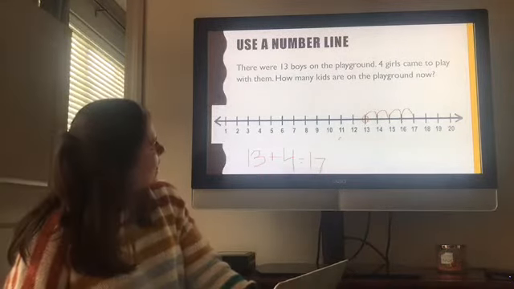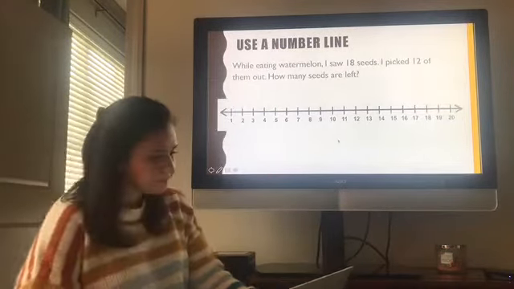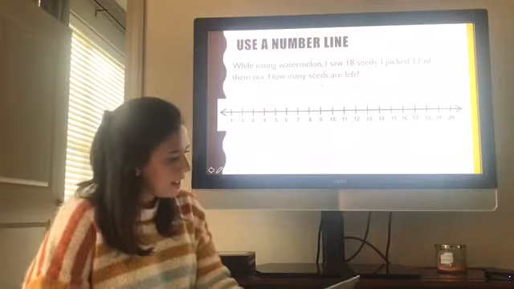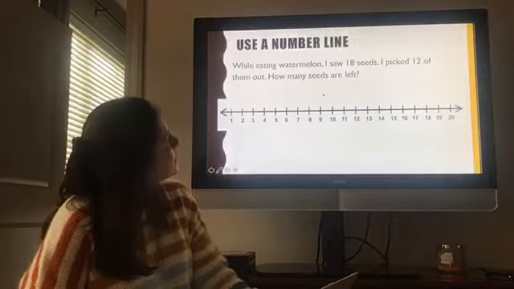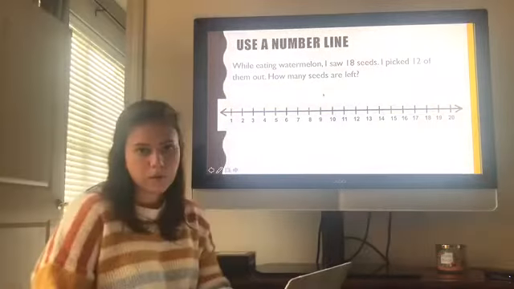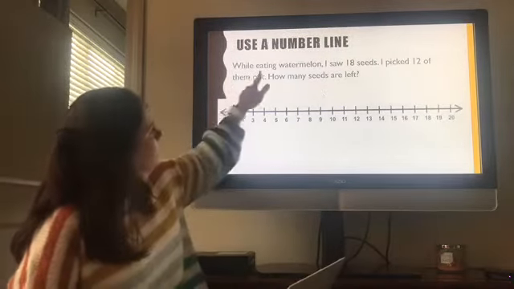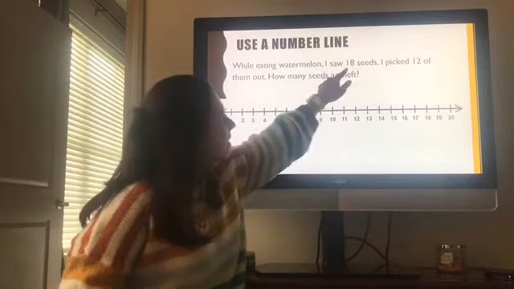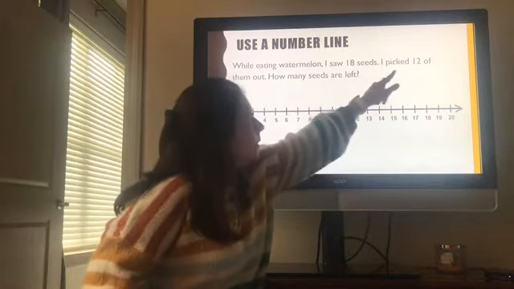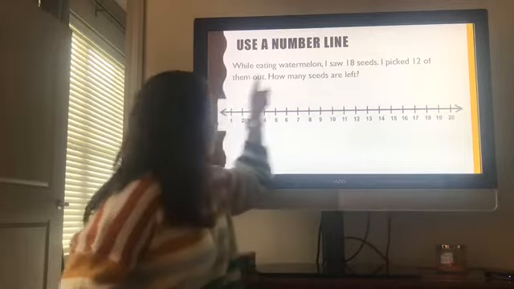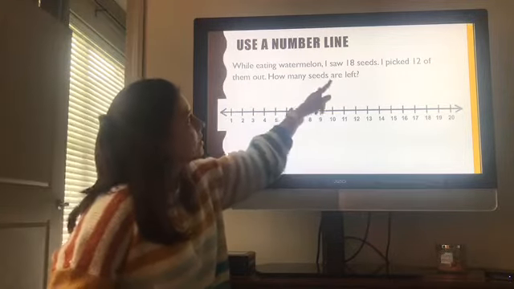All right, and then we're going to do one more. So this one is another number line one. So we're going to read the whole thing and then figure out what we are trying to do with the problem. While eating watermelon, I saw 18 seeds. I picked 12 of them out. How many seeds are left?